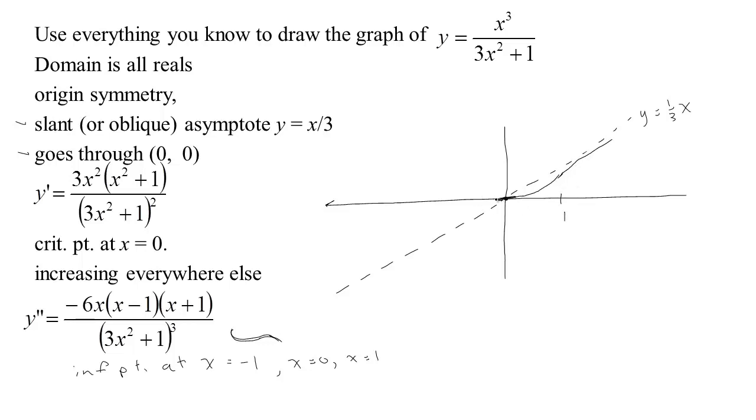Now the function's got origin symmetry, so it's going to have to look like this, and we have an inflection point at -1 where we change from being concave down here to being concave up, and then the other inflection point, we were concave down right before 0 and concave up right after. Let's see. So we've used our domain, we've used our origin symmetry, we've put on our asymptote, we've put on this intercept at (0, 0). We've used the fact that we had a critical point, this is a flat spot here, and that it was increasing everywhere, and we've used our concavity. We've got a pretty good view of the graph.